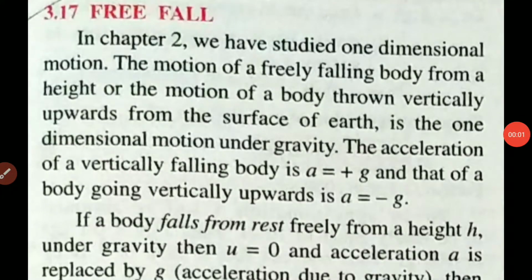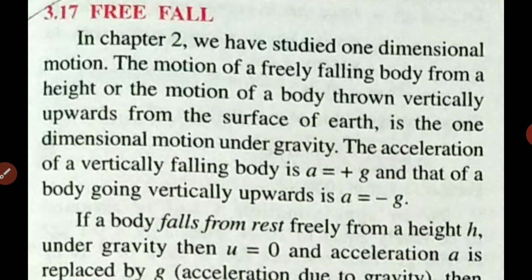This video is for class 9 physics and we are studying free fall from the topic gravitation and from the chapter laws of motion. In chapter 2, we studied one dimensional motion. The motion of a freely falling body from a height or the motion of a body thrown vertically upwards from the surface of the earth is the one dimensional motion under gravity. The acceleration of a vertically falling body is taken as plus g, that is positive acceleration due to gravity, and that of a body going vertically upward is negative g, which means retardation due to gravity.